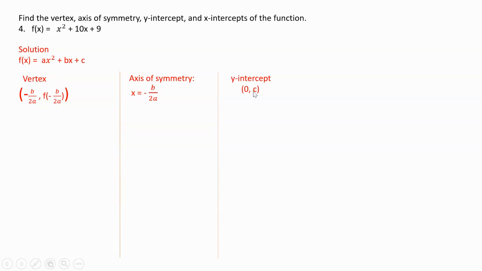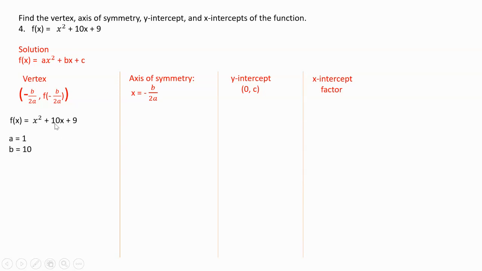Now the y-intercept is (0, c). Whatever the c is, the constant term, that's your y-intercept. So without doing any work, you should be able to know what the y-intercept is every time, because here it is going to be the 9. Okay? And for the x-intercept, you have to factor or use the quadratic formula.